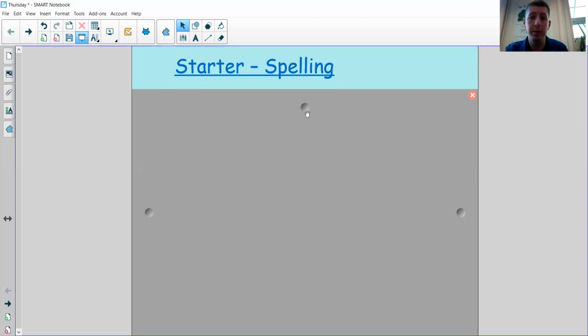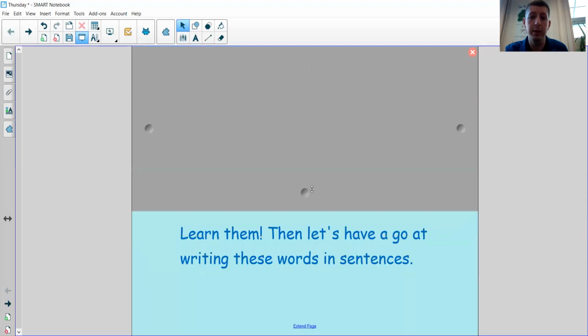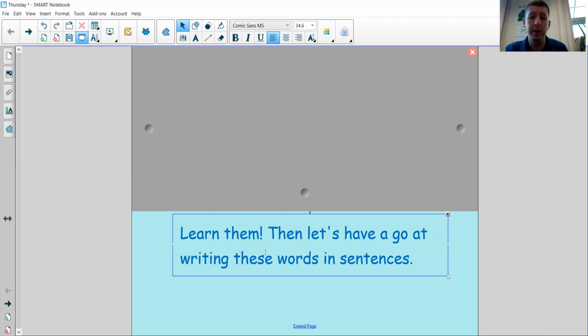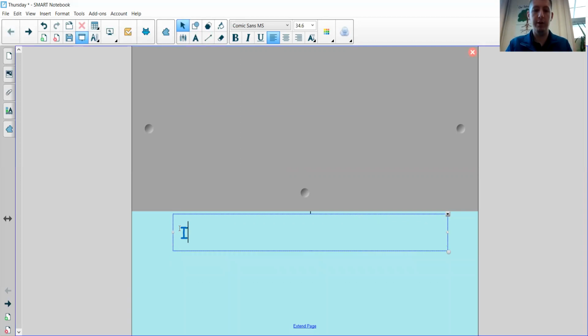So, in fact, what I'm going to do is I'm going to bring up the bottom bit here. There we go. And we'll have a go at writing those sentences using the words correctly spelt. Are we ready? So your first sentence should have said, I went to plant, hopefully you spelled that correctly, seeds in my garden.